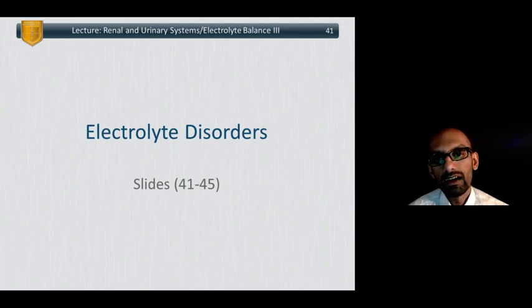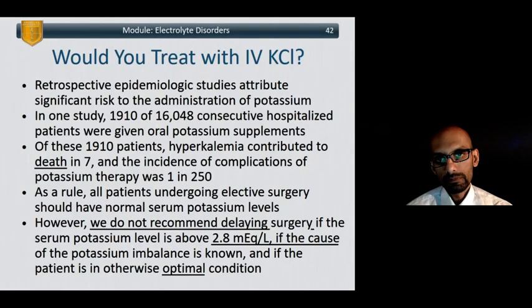In fact, there seemed to be more risk with running in potassium rapidly to treat this level of hypokalemia, more so than leaving it alone. So that's from Lee Fleisher's chapter in Big Miller. Correspondingly, with hyperkalemia, they recommended the same thing. If you're below 5.9 and the potassium imbalance is known, the cause is known, and the patient is in otherwise optimal condition with no symptoms, no EKG changes, it appears safe enough to proceed. Of course, all that has to be qualified. I mean, if you're using succinylcholine or planning to use that, for example, that may alter your decision making on this.